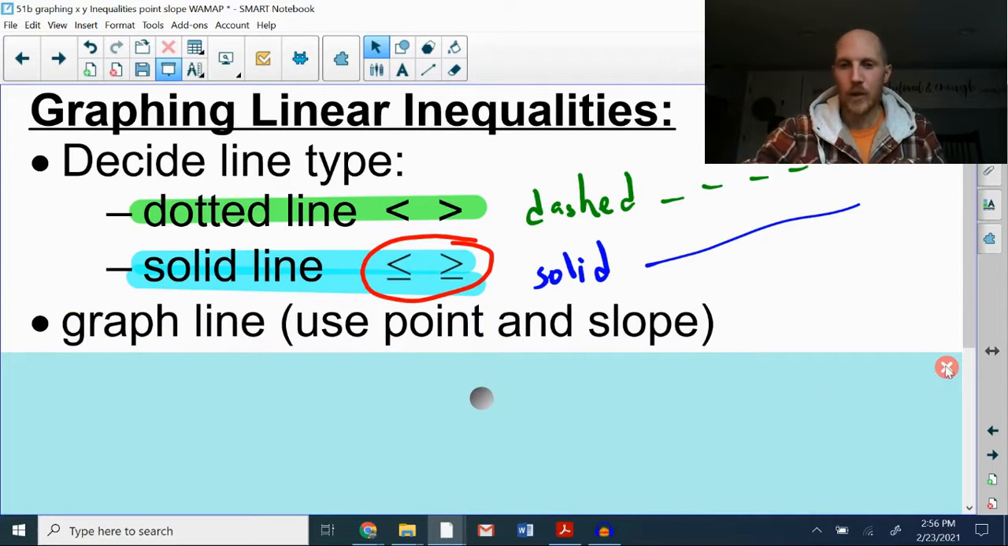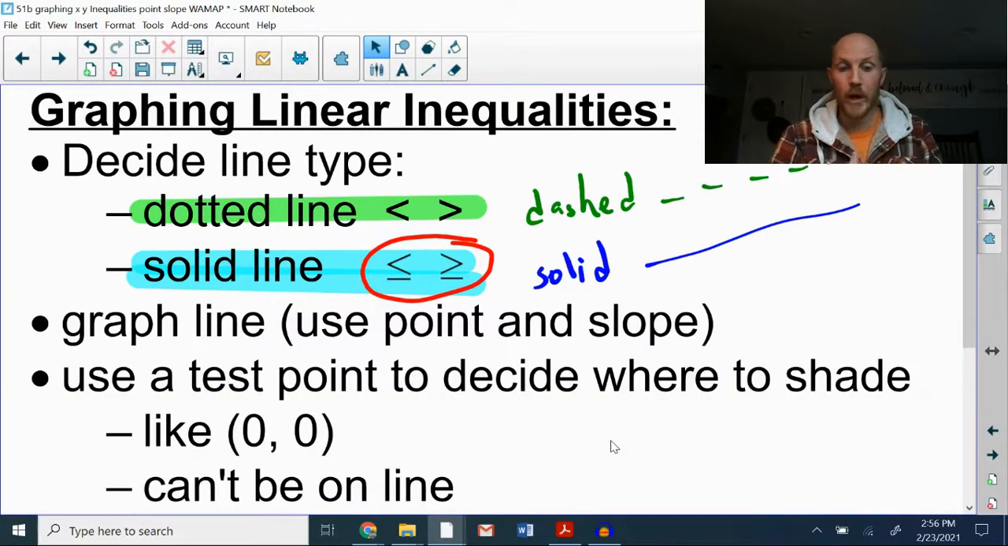And thirdly, we need to shade. In order to determine where we need to shade, we're going to use a test point. The only rule about a test point is that it can't be on the line. But you can choose any point you want anywhere on the graph, test it out, and find out if it works in the inequality. Does it give you a true statement? Really what that answer is telling you is, does that point work? If it does, then that's the part of the graph that you want to shade. So if your test point is above the line you graph, then you should shade above if it works. And if it doesn't, then your point is in the part where you don't shade, so we can just shade the other part.